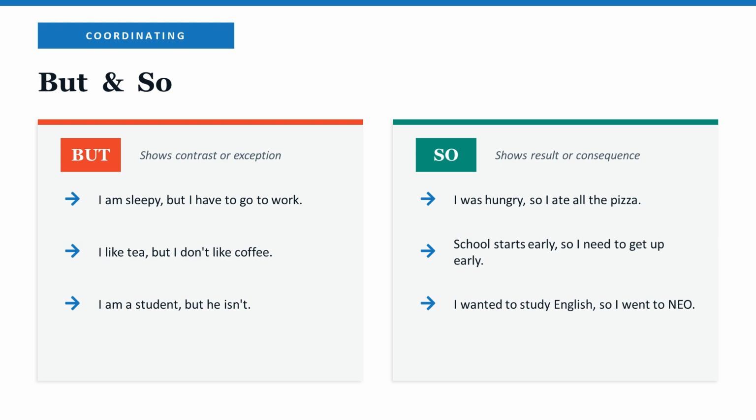Now the conjunction so is used to show a result or consequence. For example, I was hungry, so I ate all the pizza. The hunger caused the action of eating. School starts early, so I need to get up early. And, I wanted to study English, so I went to NEO. In these sentences, so connects a cause with its effect.